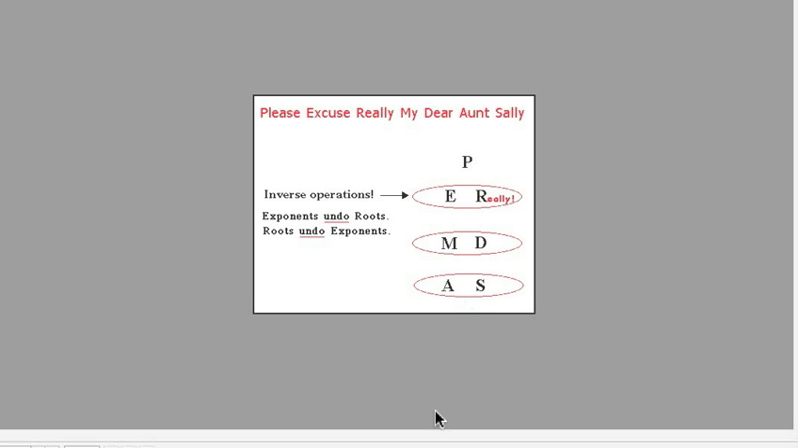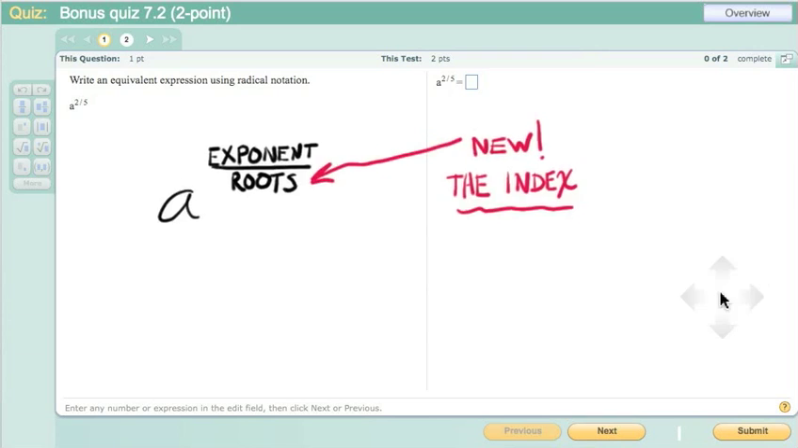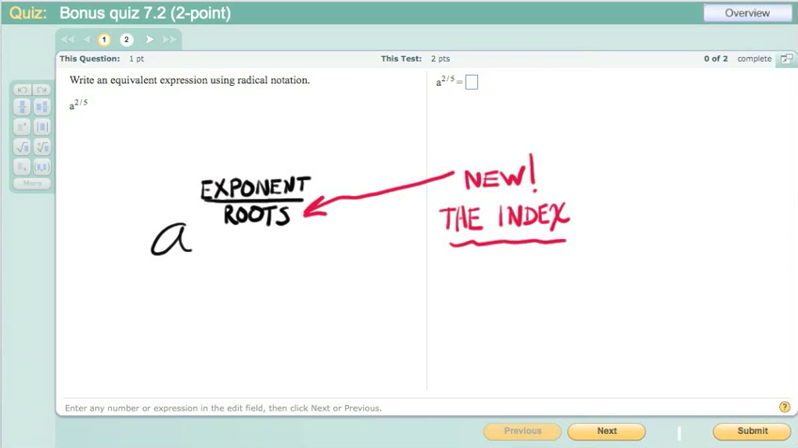I wanted to just take a second here to tweak your mind and suggest that for an instant, I want to draw a fraction bar right here, where I have exponents on top and roots on the bottom. And I want you to carry that into the 7.2 bonus quiz here. So let me bring that up, and let me show you the idea that I just introduced. So what we have here is fractional exponents. That's what's new in chapter 7.